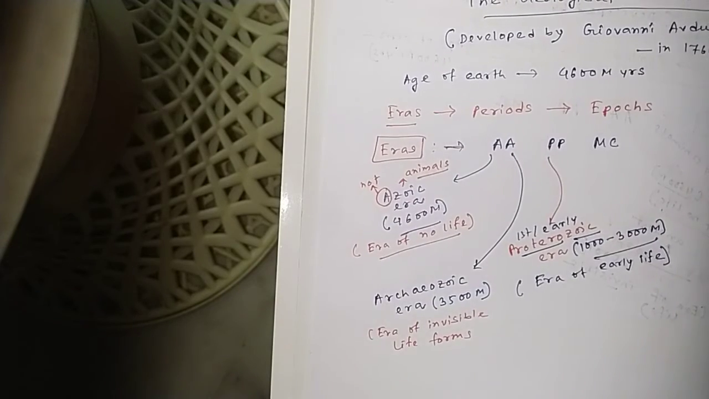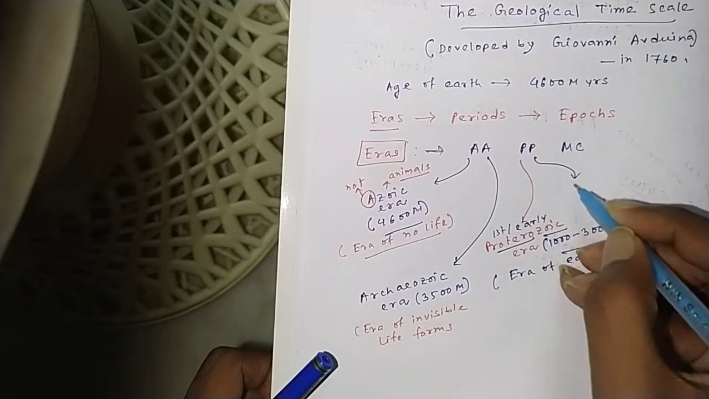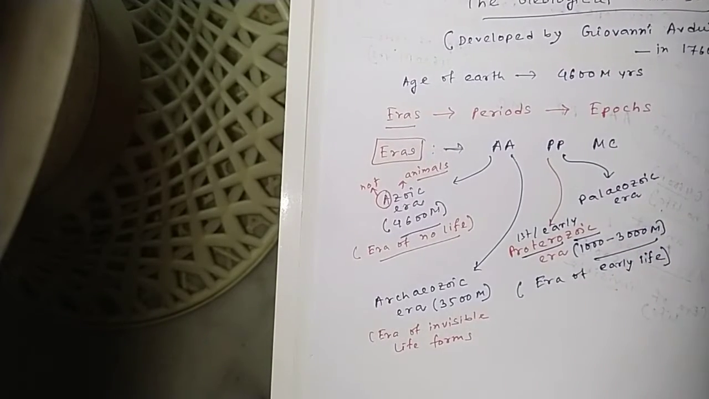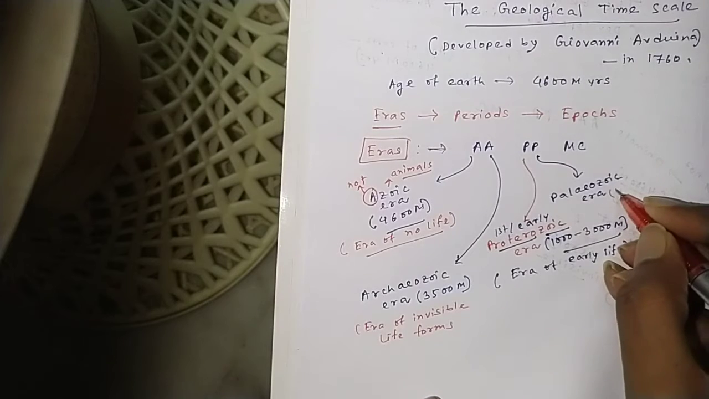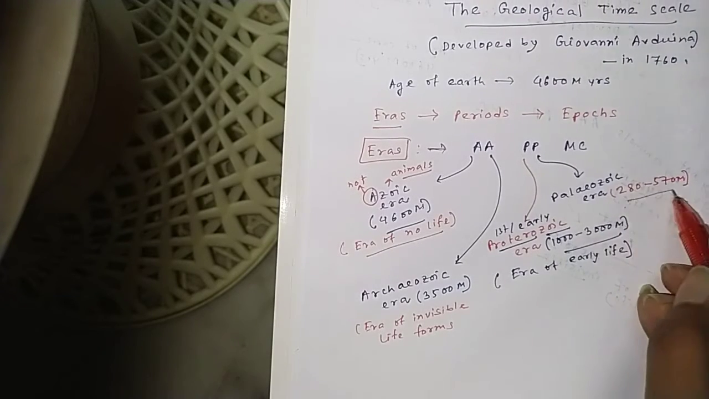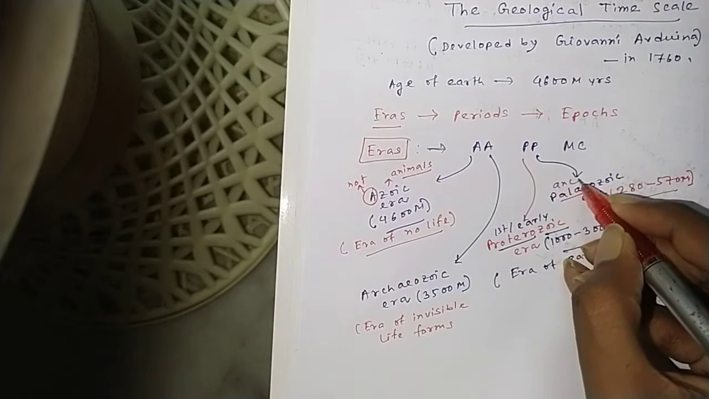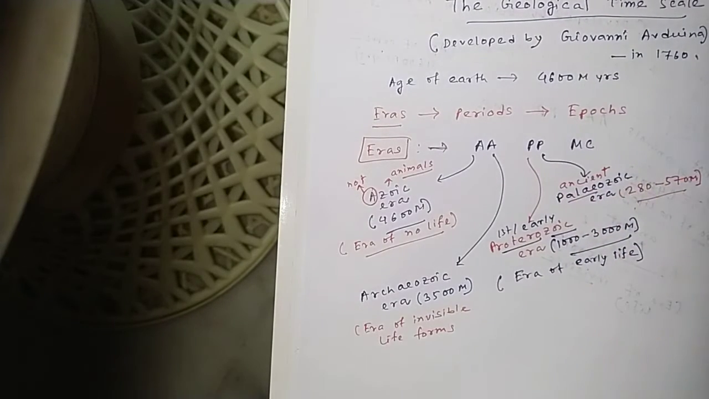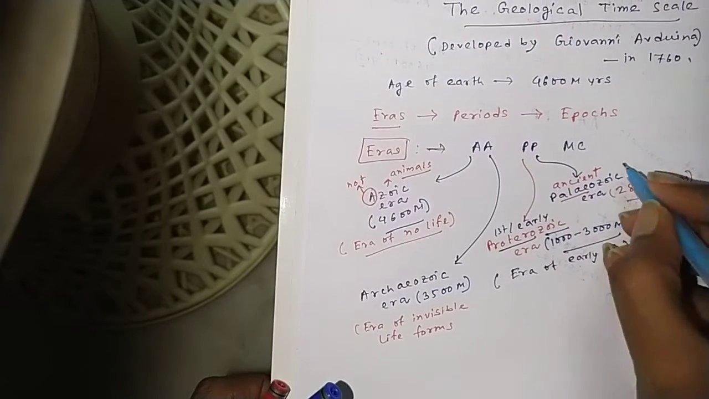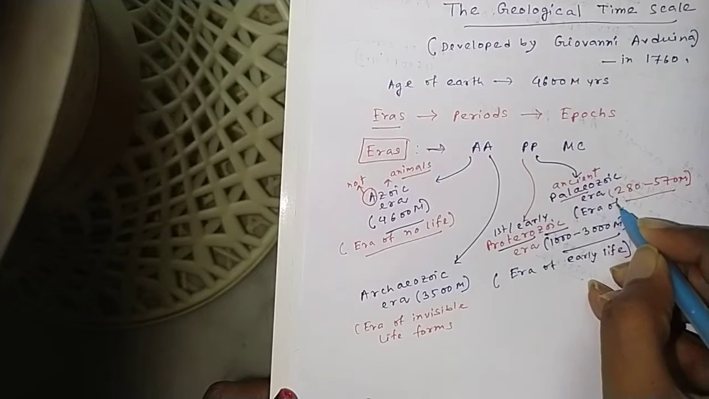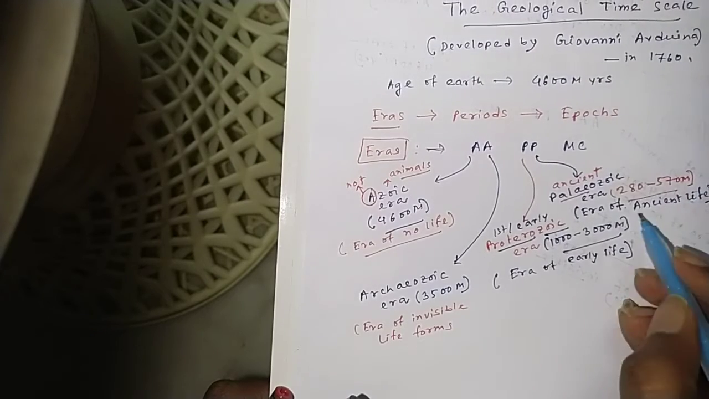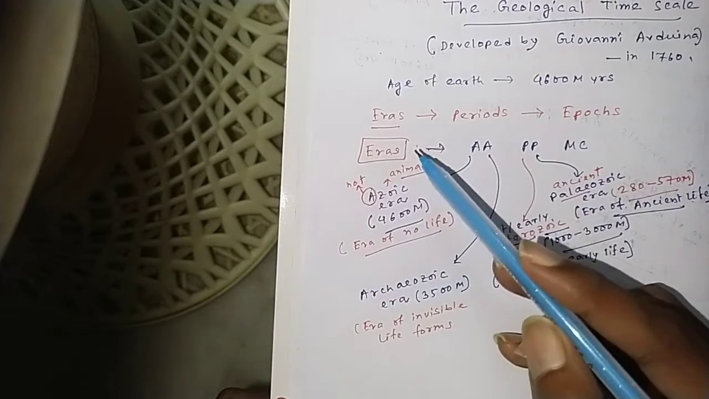Now let's talk about the next era, which is the Paleozoic era. The Paleozoic era is somewhere between 280 to 570 million years ago. Paleo means ancient, and zoic means zoon or animals, and that's why it is called the era of ancient life. We will be talking about the life forms that existed in these eras.